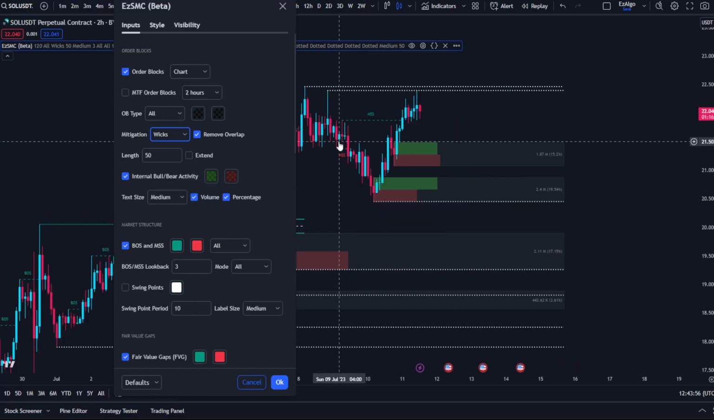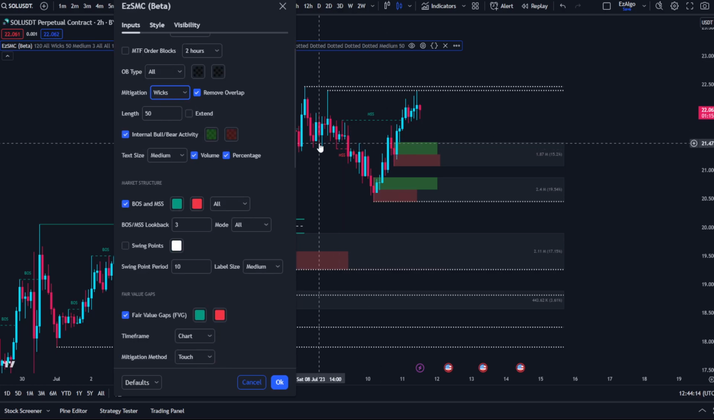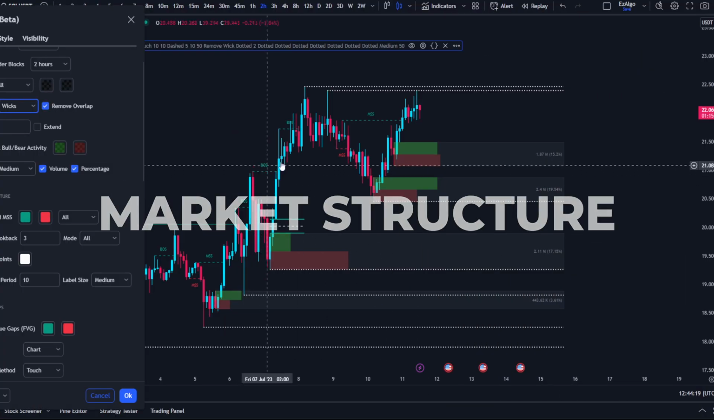We also have a few customizations here, such as toggling on the internal bull or bear activity, changing the colors. You can change the colors of the order block. You can make this text bigger, remove the volume, remove the percent. I'd honestly recommend leaving this at default. All right, below that, we have the market structure. So that's this BOS and MSS.